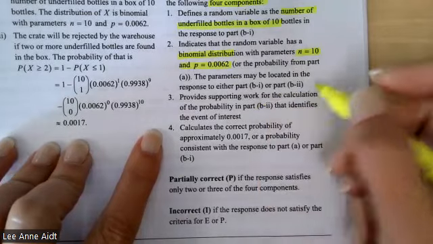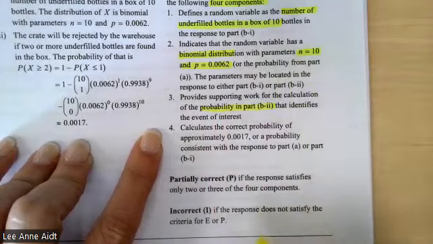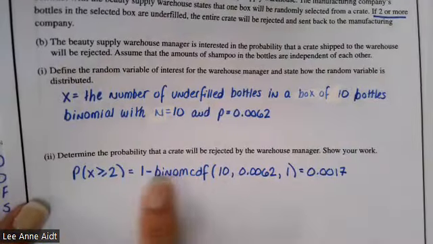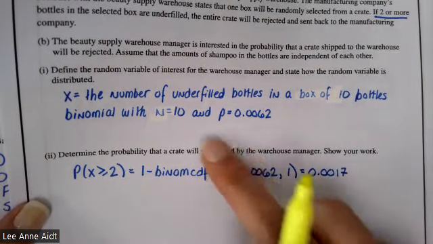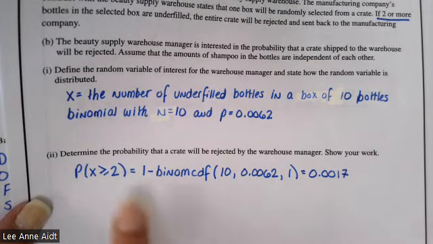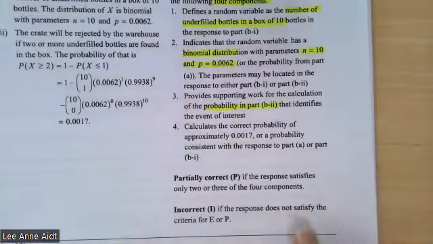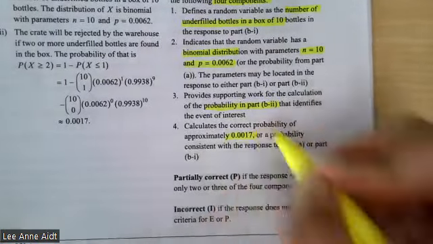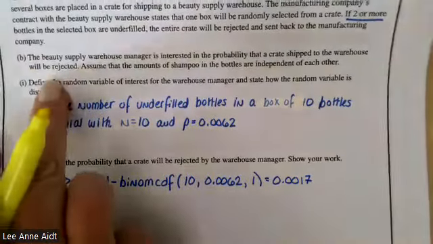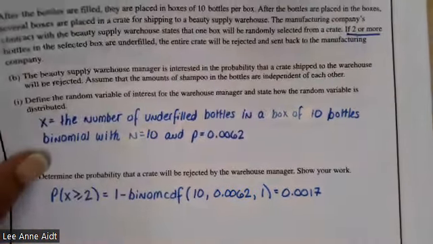Provides supporting work for the calculation of the probability in part B2 that identifies the event of interest. So what they mean there is some kind of work for the binomial. Now, I did not need to label N and P because I labeled N and P up here, and there is my boundary value. And then gets the correct probability of 0.0017. So you need to have all four of those things, this, work, and answer to get an E. Yes.